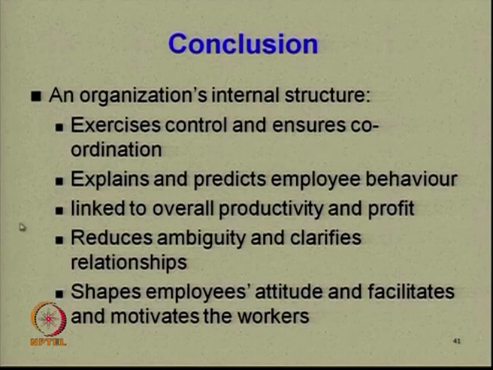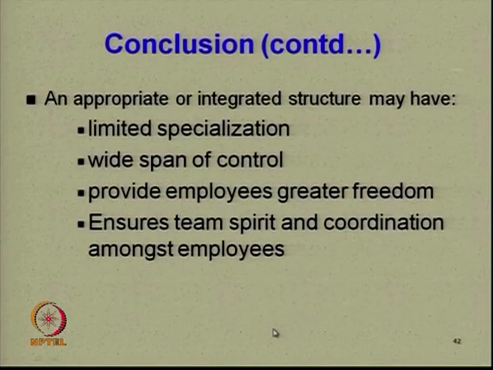So, what is the conclusion? An organization's internal structure exercises control and ensures coordination. It explains and predicts employee behavior. It is linked to overall productivity and profits, reduces ambiguity and clarifies relationships, shapes employees' attitudes and motivates the workers. An appropriate or integrated structure may have limited specialization, wide span of control, provide employees greater freedom, and ensure team spirit and coordination amongst its employees.